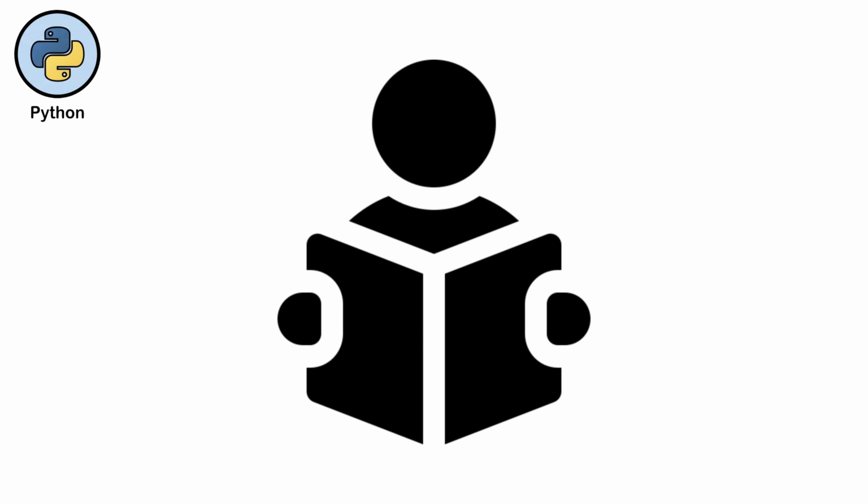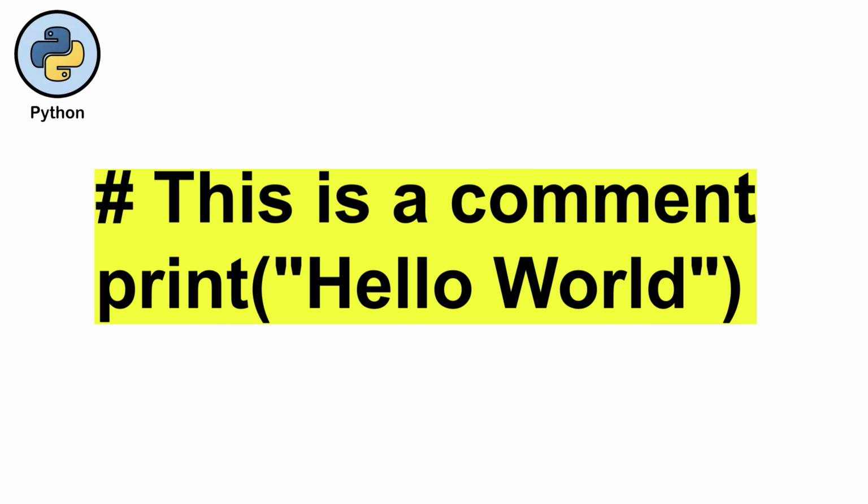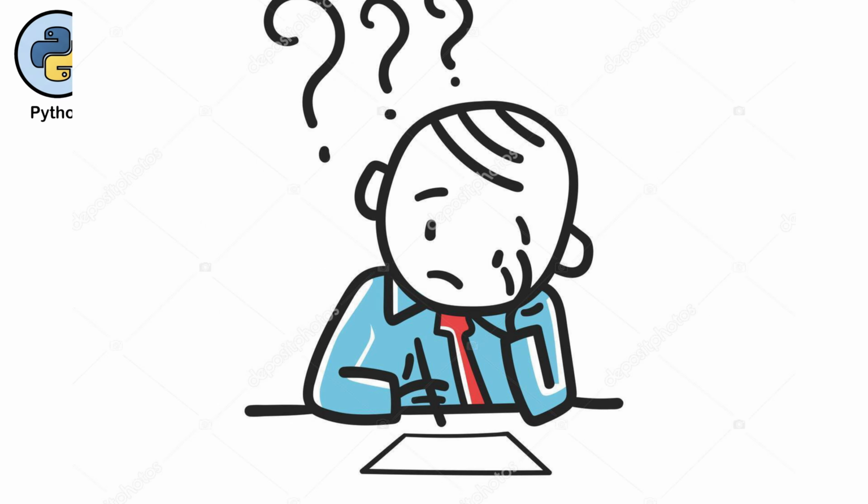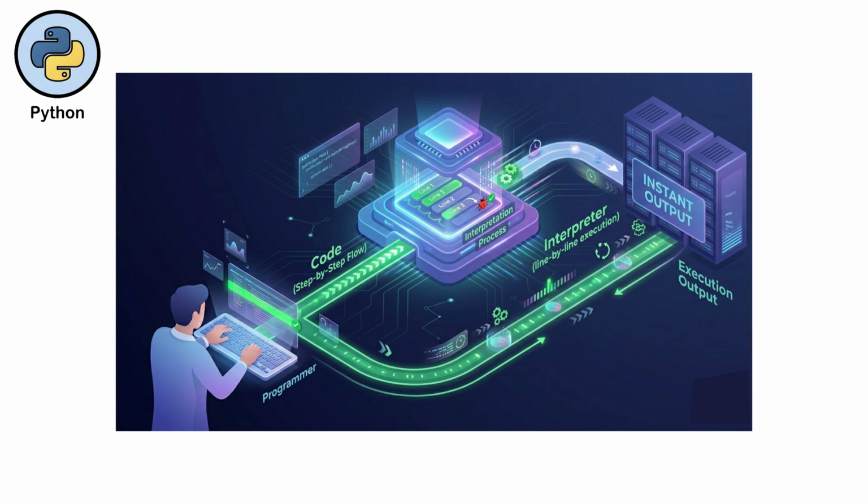Python. Python is designed to be readable first. The syntax, meaning the way you write the code, looks almost like plain English compared to other languages. Instead of spending time figuring out how to tell the computer what to do, you spend most of your time thinking about what to do. It's interpreted, meaning it runs line by line without a separate compilation step, which makes testing and debugging fast.